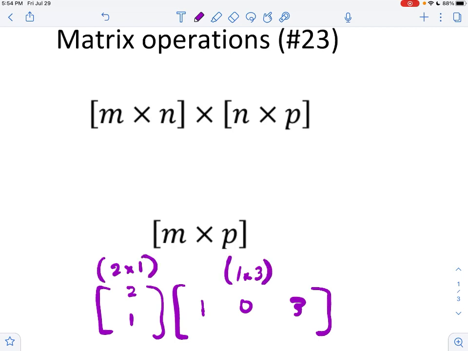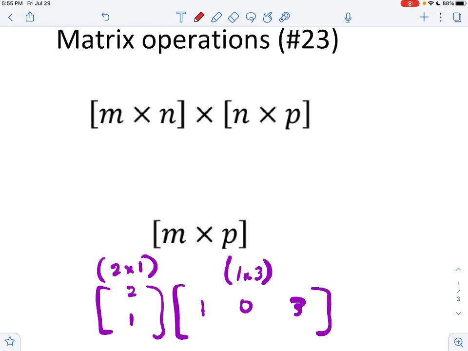So 2 by 1, 1 by 3. It is possible to multiply these two together. The reason is that when I write the dimensions out on top of each of the matrices, the two numbers in the middle equal one another. That's how you know it's possible to multiply two matrices together. That's a very crucial skill that you need to know about matrices.